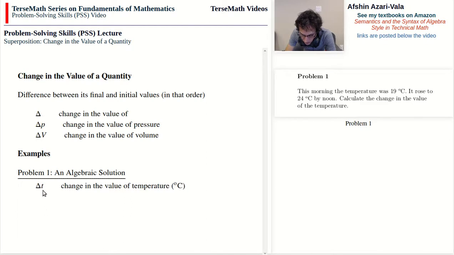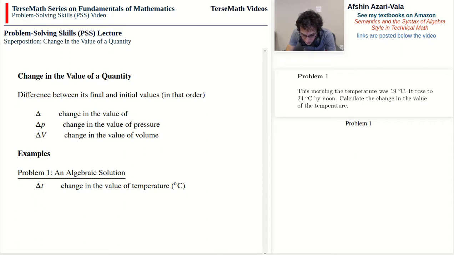Now, lowercase t is often used to represent the value of the temperature in degrees Celsius. Capital T is used to represent the value of temperature in kelvins. Now, lowercase t is also used to represent the value of the quantity time, and I guess it's the context that determines whether we are talking about time here or temperature.